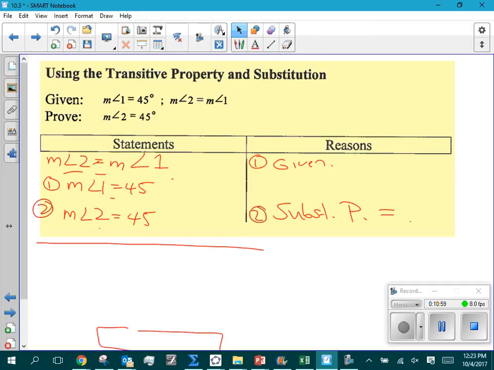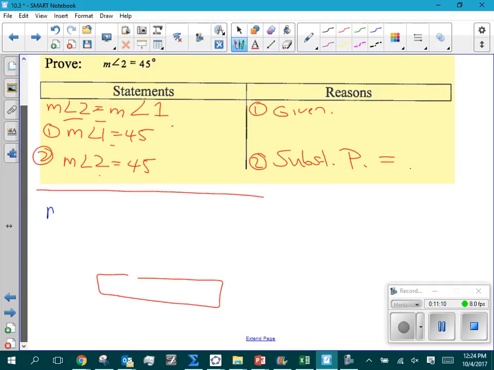First write that measure of angle 2 equals measure of angle 1, and then measure of angle 1 equals 45. Okay? And the reason I like to see it that way is because now measure of angle 2 equals measure of angle 1, and then measure of angle 1 is equal to 45. Is this an idea of if that's A, and that's B, and that's B, and that's C? If A equals B, and B equals C, what can you tell me about A compared to C? A equals C, okay? That's the transitive property, right?